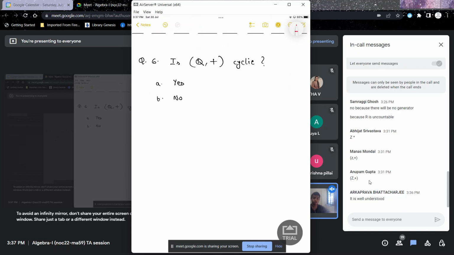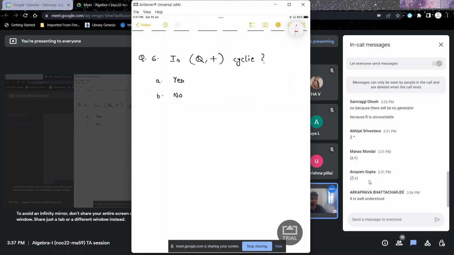Actually, we are only allowed to have a meeting for 1 hour because Google Meet only allows meetings for 1 hour. So we need to make the best of it.